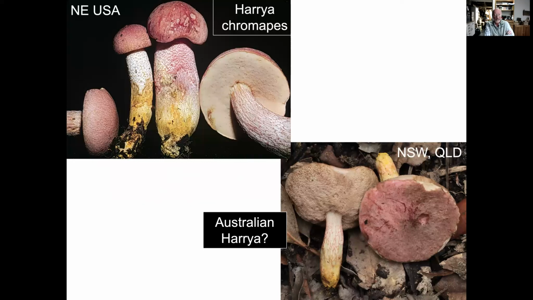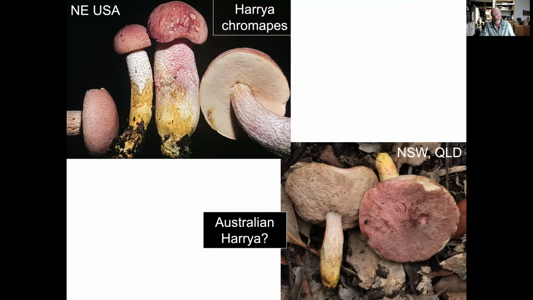When I was working here in the northeastern United States, one of the iconic boletes was called Boletes chromapes when it was described in 1874. Turns out it belongs to this genus called Harria. But there's nothing else like it in the United States, in North America. Pink cap, pink dots on the stipe, chrome yellow base to the stipe, but sometimes that stipe can also have a reticulum. While collecting in Queensland and New South Wales, I found the same thing, reticulated stipe. I say, so do we have an Australian Harria?